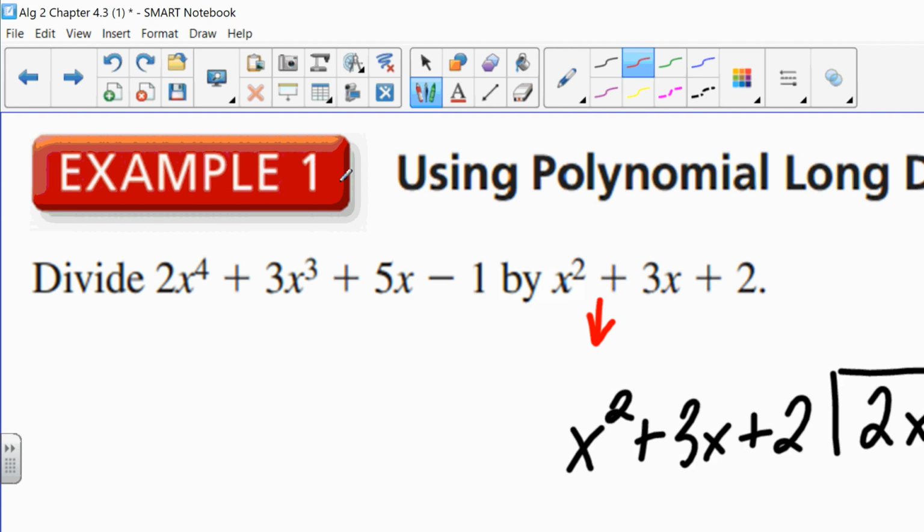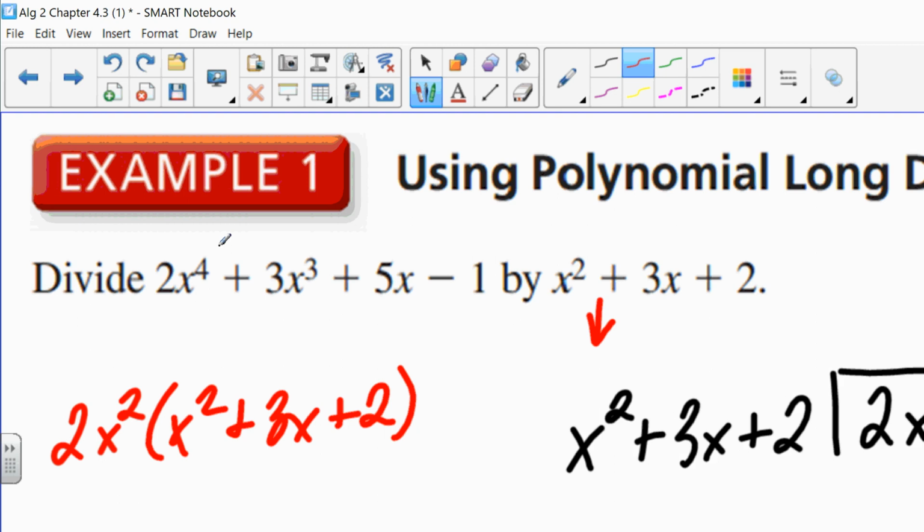So what number do we have in front of x squared? 1. So what times 1 is 2? 2. What times x squared is x to the 4th? X squared. So 2x squared times x squared would be 2x to the 4th. Then off to the side we can do 2x squared times x squared plus 3x plus 2.